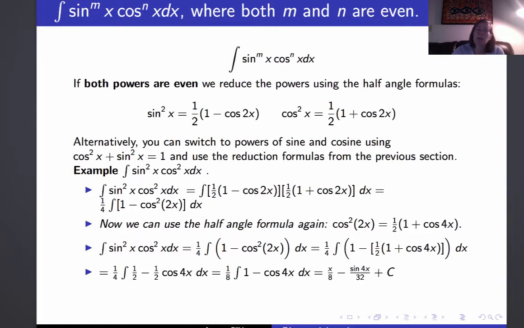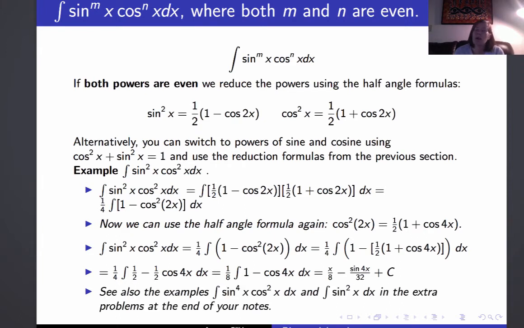Tidying that up a little bit, we're looking at 1/4 of the integral of 1/2 minus 1/2 cosine 4x, which is 1/8 times the integral of 1 minus cosine 4x, and this is pretty simple. The integral of 1 is x, and the integral of cosine 4x is sine 4x over 4. And in all, we end up with our integral, the integral of sine squared times cosine squared is x over 8 minus sine 4x over 32 plus a constant.